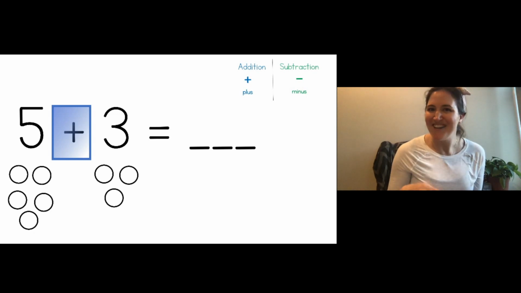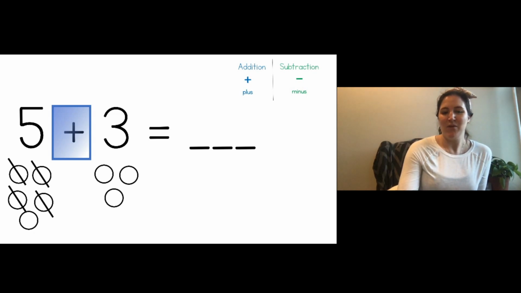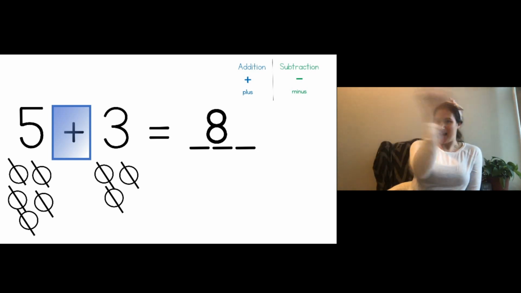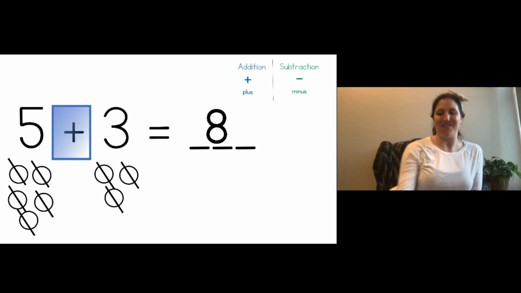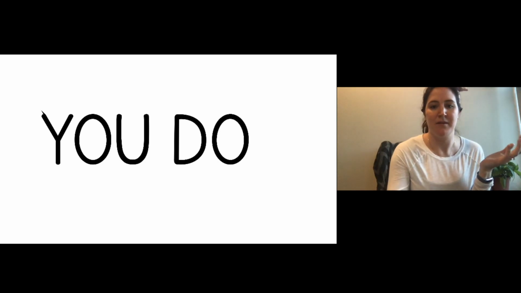Okay, did you get it? Write the number. All right, I'll count with you. 1, 2, 3, 4, 5, 6, 7, 8. 8. You make an 8 diagonal. Very good. Okay, so now you're going to try to solve some addition and subtraction number sentences all by yourself.